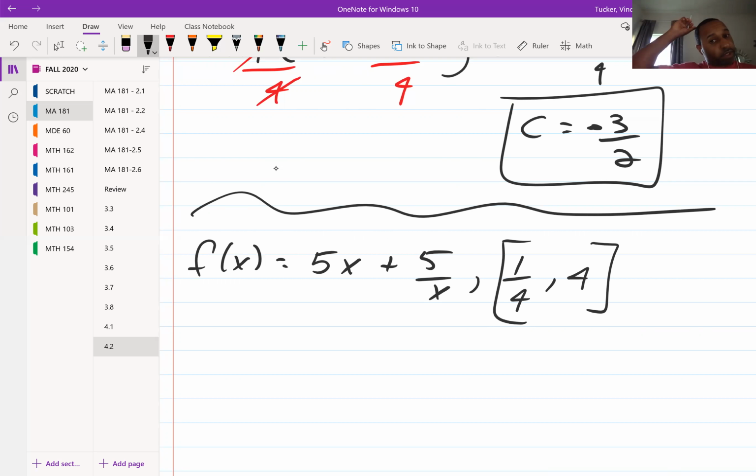All right, same directions. If f of x is equal to 5x plus 5 over x, but this time our interval is from 1/4 to 4. So we do our plugins, and we're looking at this being A, this being B.